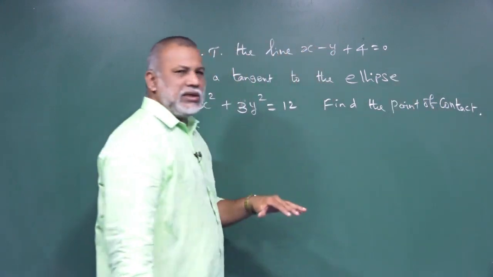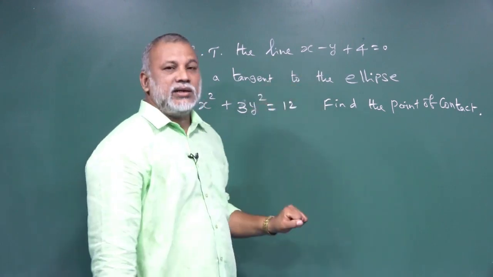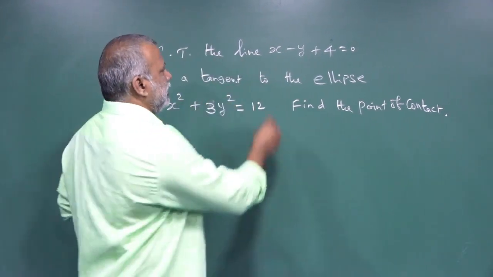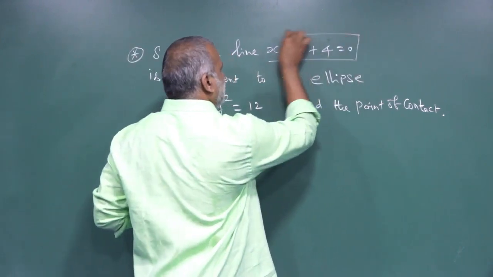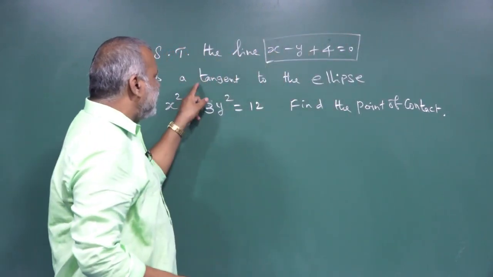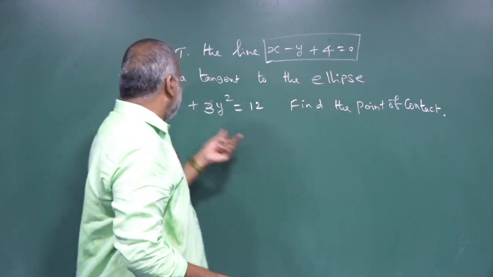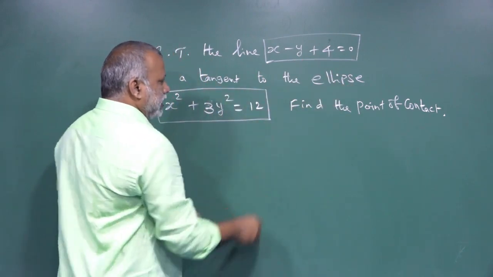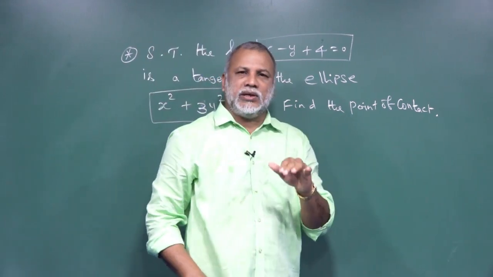So read the question, understand what the given data is, and what we are going to prove. Show that the line x minus y plus 4 equal to 0 is a tangent to the ellipse x squared plus 3y squared equal to 12, and also find the point of contact.